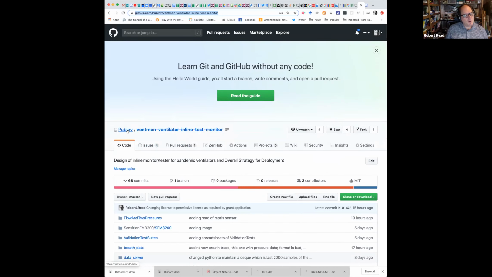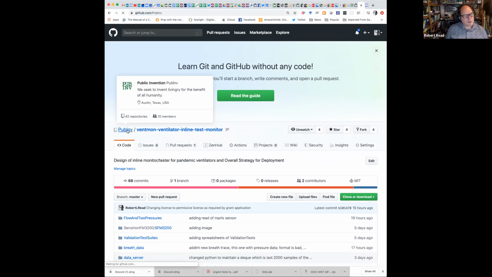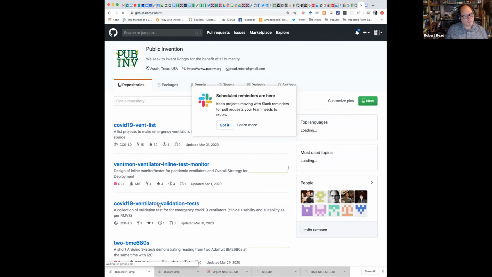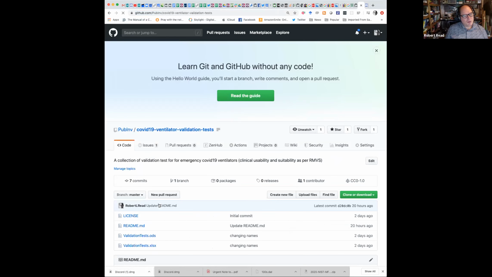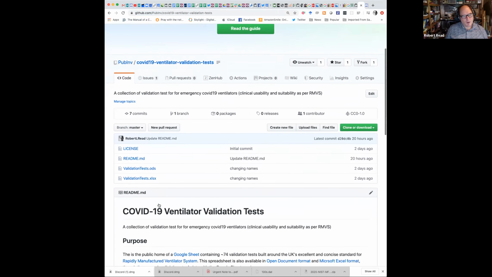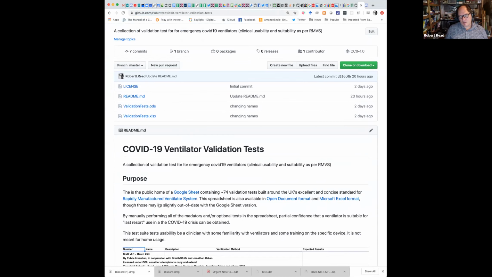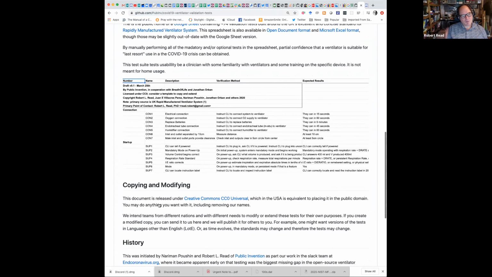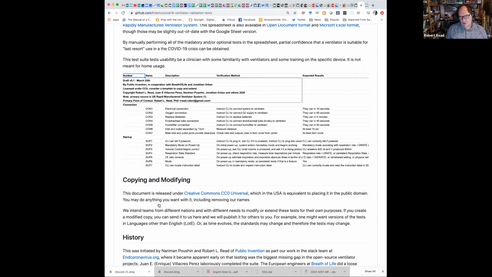So we created another repo. We're working with some Belgians with a system called Breath of Life. And we took the British spec, the Rapidly Manufactured Ventilation System spec from the British government, which I consider to be the best and most concise specification of what's needed for treating COVID-19 people. And we created a spreadsheet of user tests.